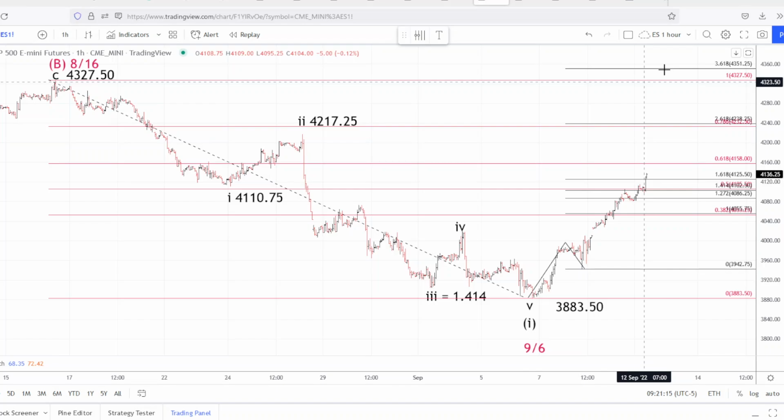Okay, second waves, this would be a 2 up. That's a 1 down right there. 2 up cannot retrace more than 100% of 1 down, which would be above 43.27. So that's what we're looking at there.